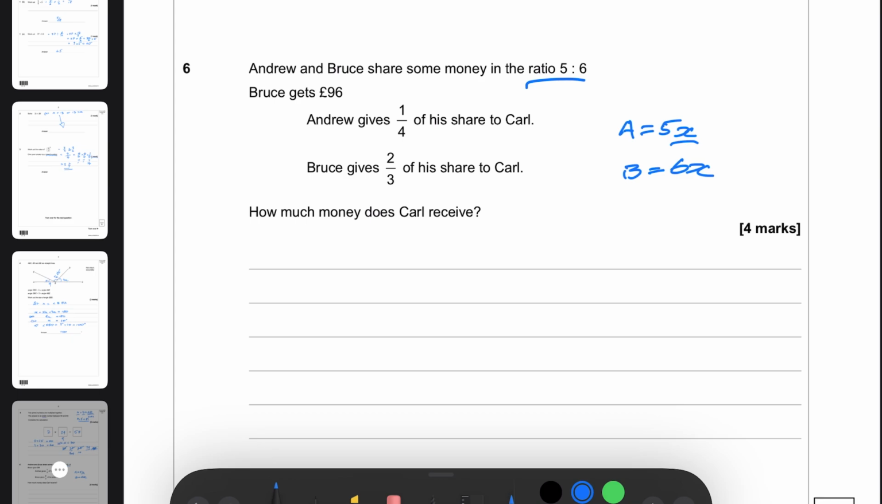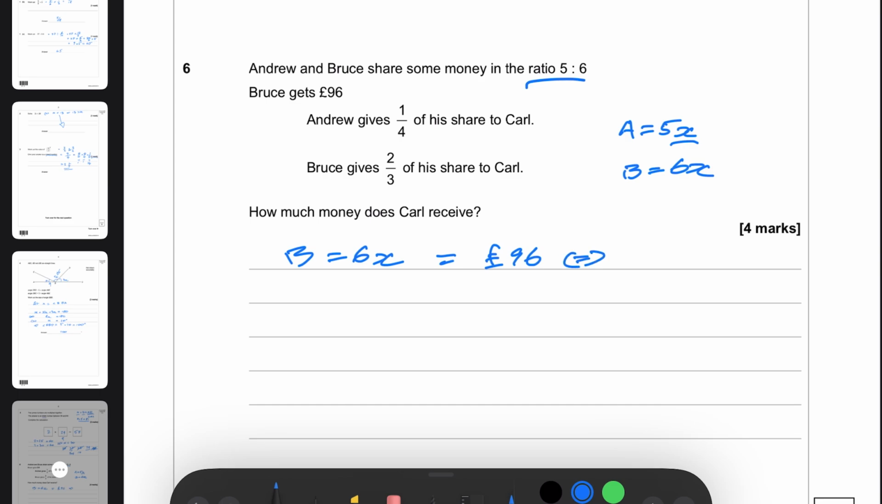So if you have a ratio of 5 to 6, and Bruce gets 96, we can do it pretty simply. So we know A gets 5x money and B gets 6x money. So we're just respecting the ratios here. And what we can do is try and work out what this x does. So obviously I didn't say it, but A will be Andrew, B will be Bruce, and C will be Carl. So B has 6x, which is equal to £96.